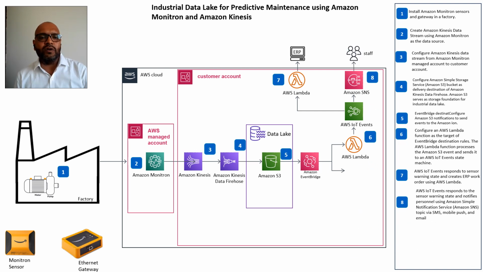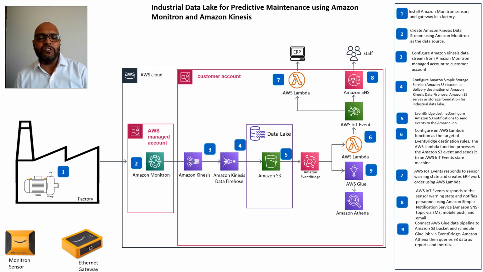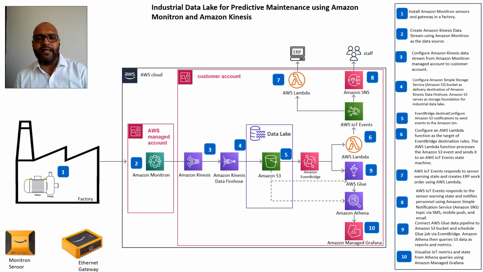Then we can also connect AWS Glue data pipeline to Amazon S3 bucket and schedule the Glue job via Amazon EventBridge. Amazon Athena then queries the S3 data and reports the metrics. Then we can also visualize the IoT metrics and states using Amazon Athena queries by using Amazon Managed Grafana. Amazon Managed Grafana is a fully managed service for Grafana, a popular open source analytics platform that enables us to query, visualize and alert on the metrics, logs, and traces.